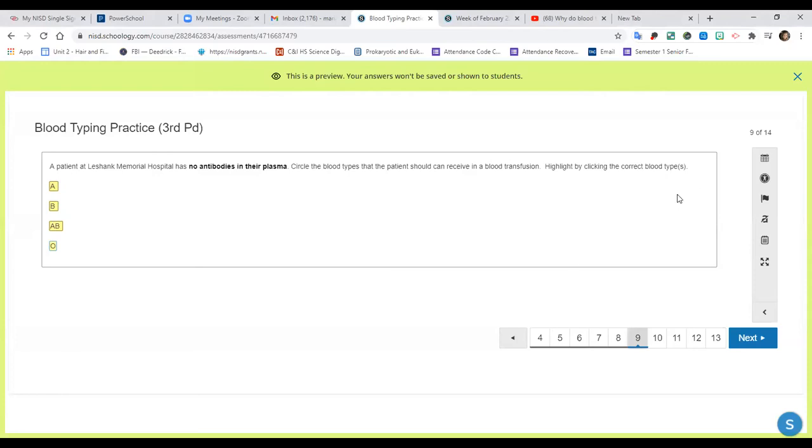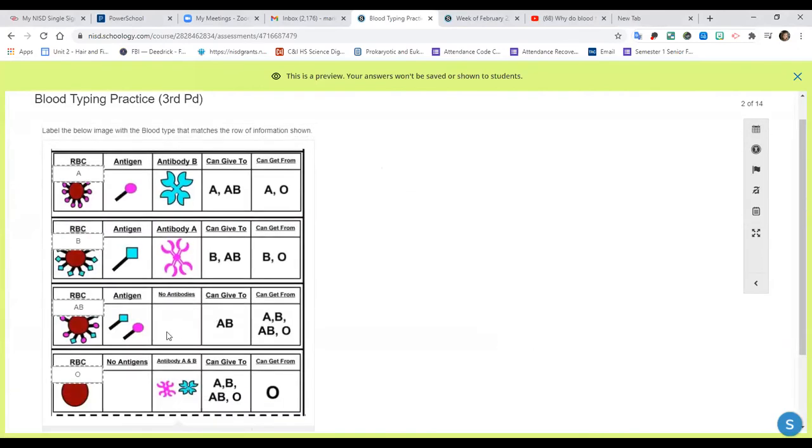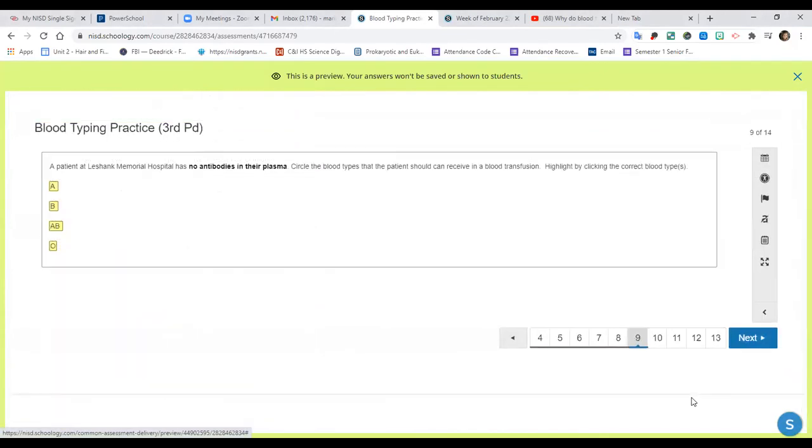Now, I could show you really quick here. The one that has no antibodies is the AB. You see that? No antibodies. It can give to AB, but can get from any of them. Okay? So it can receive blood from any.